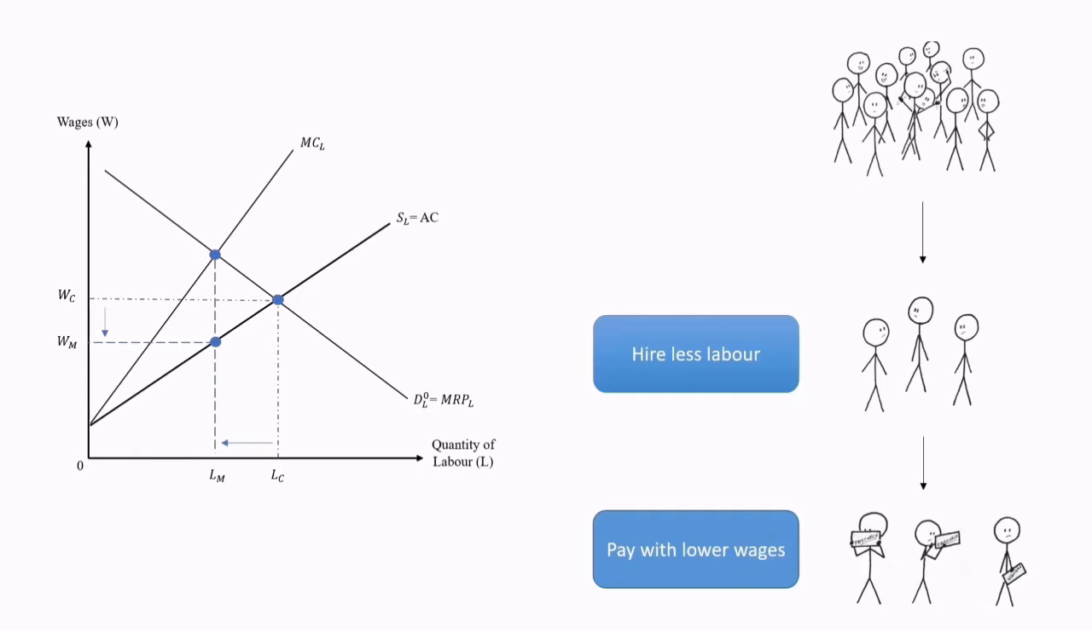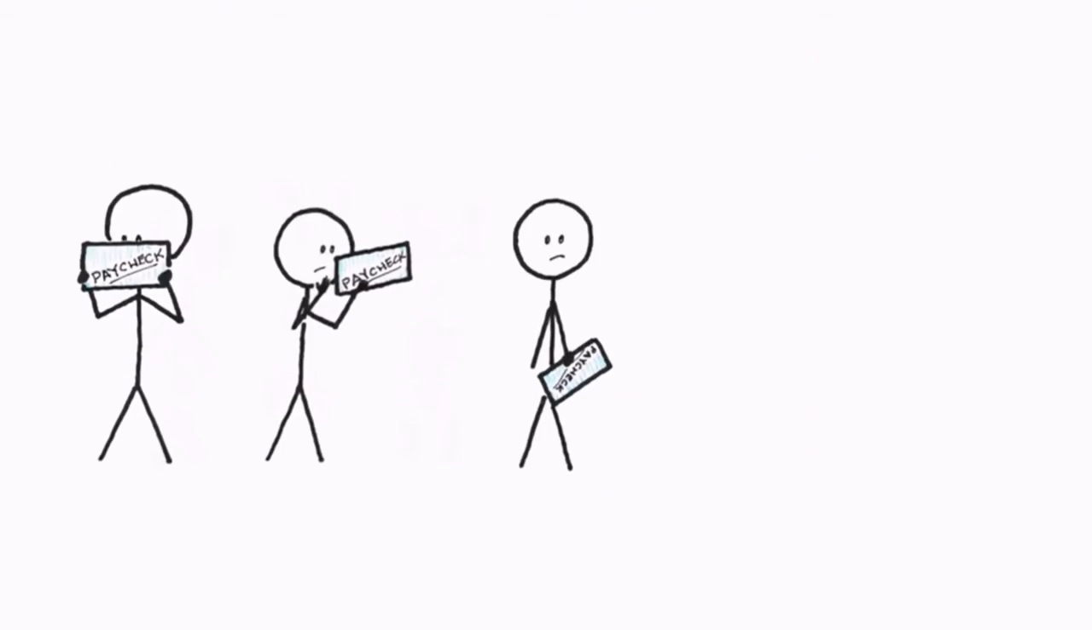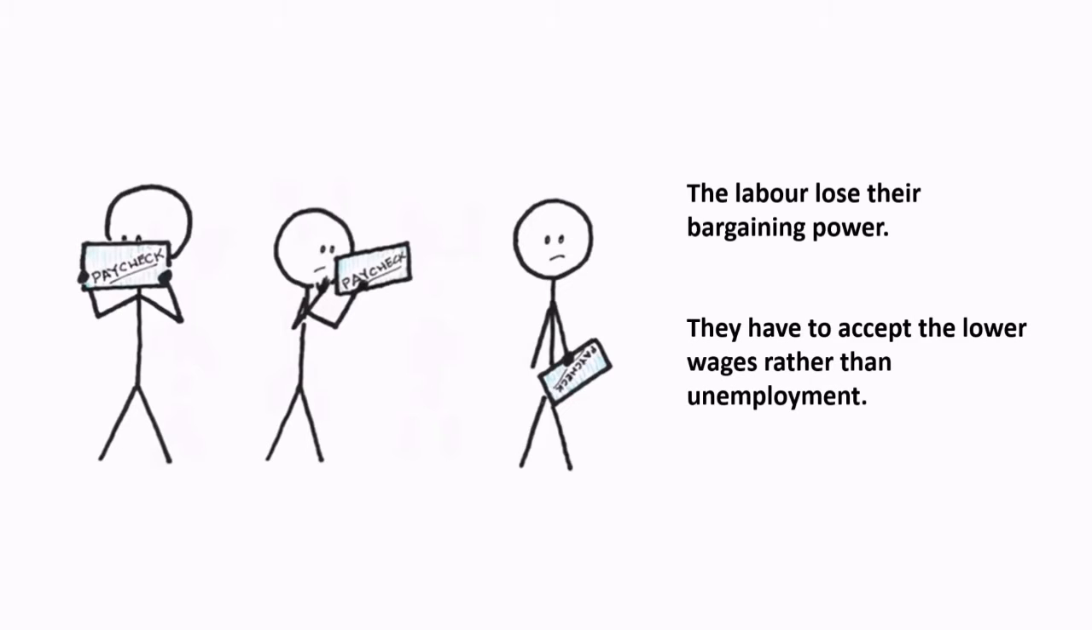Therefore, from the graph we can see that the monopsony firm hires fewer workers and also pays a lower wage, where the marginal factor cost equals its marginal revenue product of labor. In this kind of labor market, workers will lose their bargaining power, and they will just accept jobs with lower wages rather than unemployment.